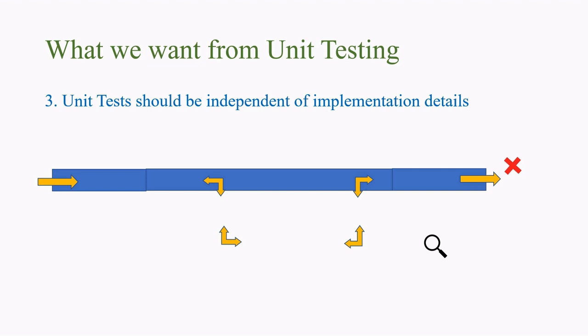And this is a false negative failure. We don't want this. If this happens, the test stops being a regression test. When the unit tests stop being a regression test, the biggest benefit of unit test is lost.